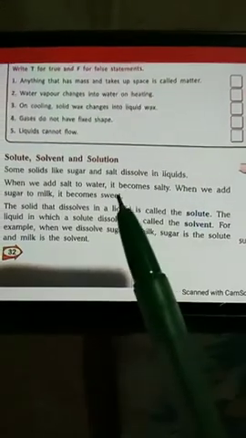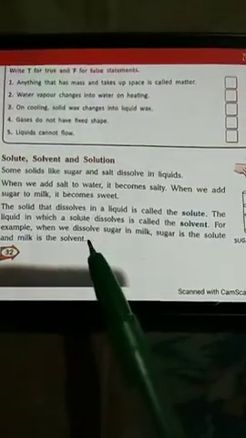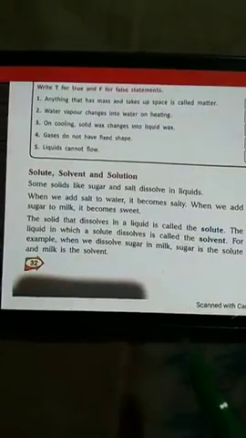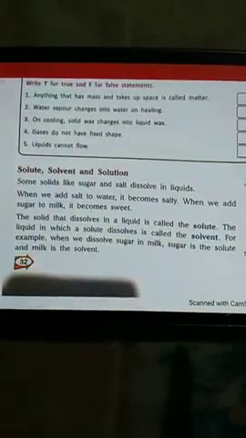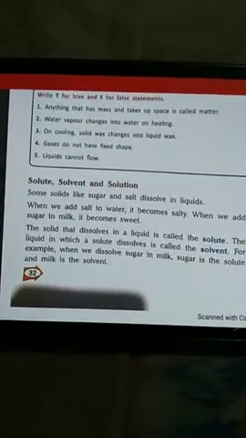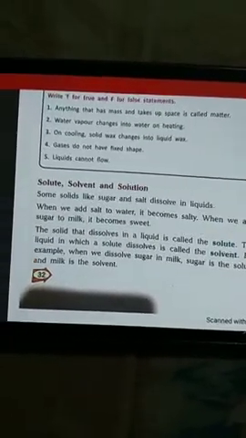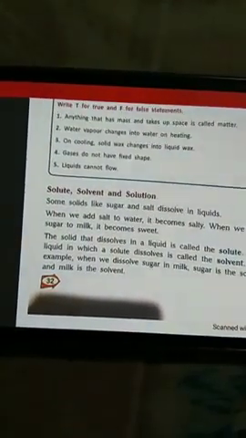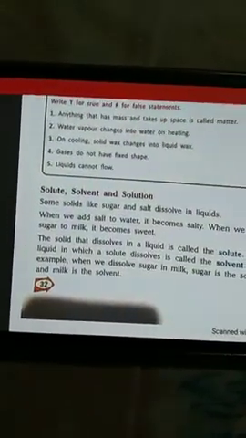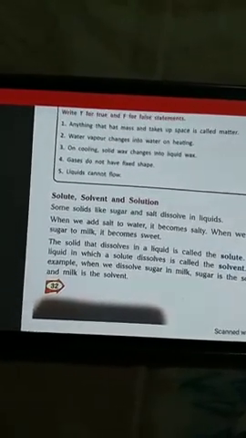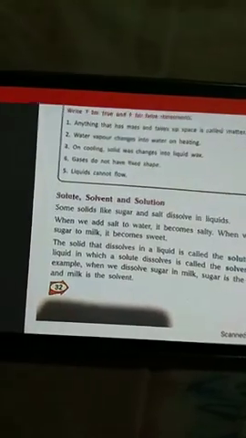You must have seen your mother preparing sharbat. What does she do? She pours two spoons of sugar into a glass of water and stirs it with the help of a spoon. After some time you will see that the sugar which has been added to the water disappears completely. They mix in the water. This means they dissolve in the water.